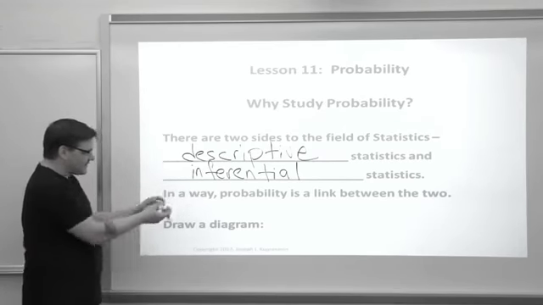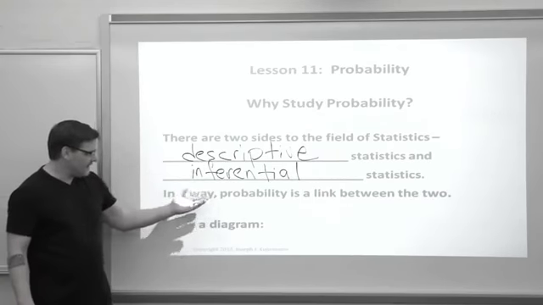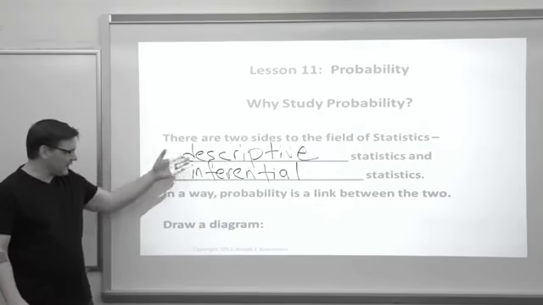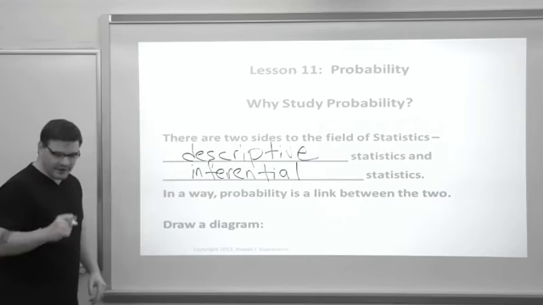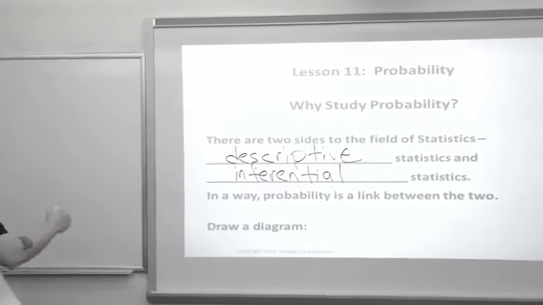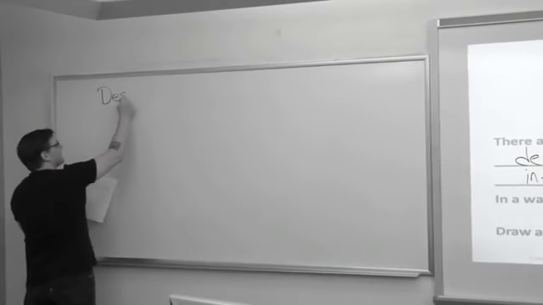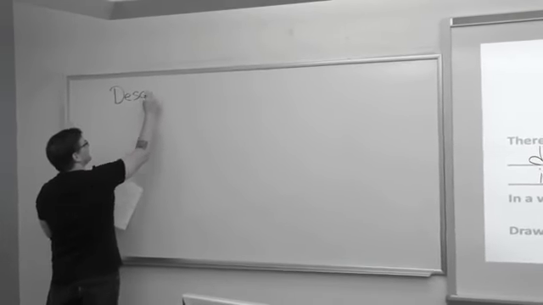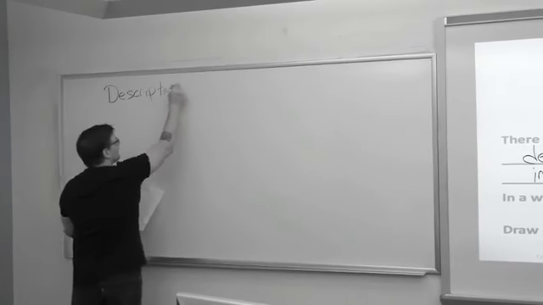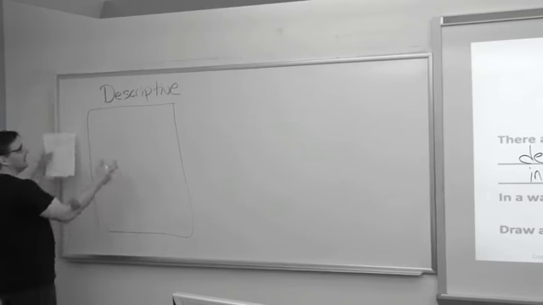And in one way, I've always thought of it this way: probability usually happens in the middle of a stat course, and probability is sort of the link between the two. So we'll go over here to the sideboard and draw a little picture just to visualize this. All right, so here's descriptive statistics. Box and write a couple notes in here.